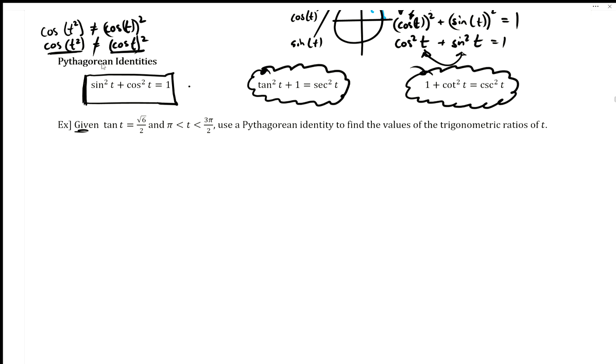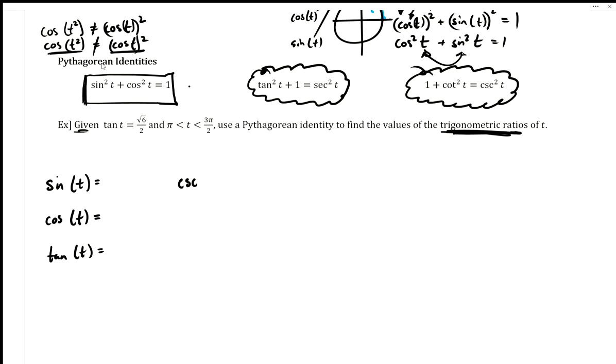All right, so now we're going to do this problem. Given tangent of t equals the square root of 6 over 2, and pi is less than t, which is less than 3 pi halves, use a Pythagorean identity to find the values of the trigonometric ratios of t. Whenever they ask me to find the trigonometric ratios, I'm just going to go ahead and make my table. They usually like to do sine first, but you can do it differently. I'm going to do sine of t, cosine of t, tangent of t, and then I hopefully will have enough room, let's leave some space, to get their reciprocals.